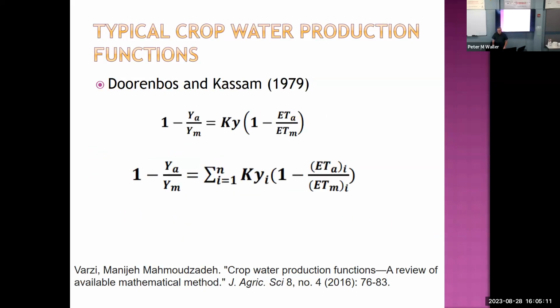And then this is an equation developed by Dorenbos and Kassam for yield versus ET. Here they have this crop sensitivity to water stress, KY. So the relationship between actual yield and maximum yield is expressed by this equation. And you can also convert their equation to an equation where you consider the sensitivity of the crop at different stages of the growth cycle.